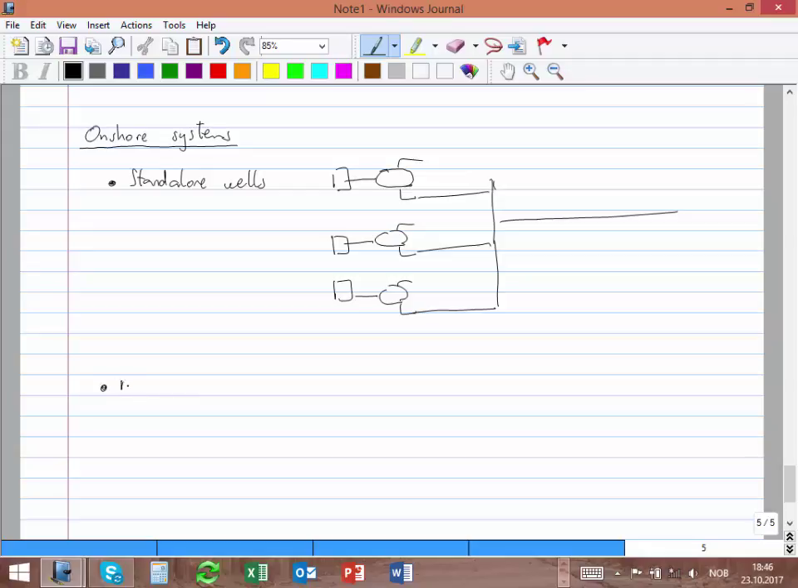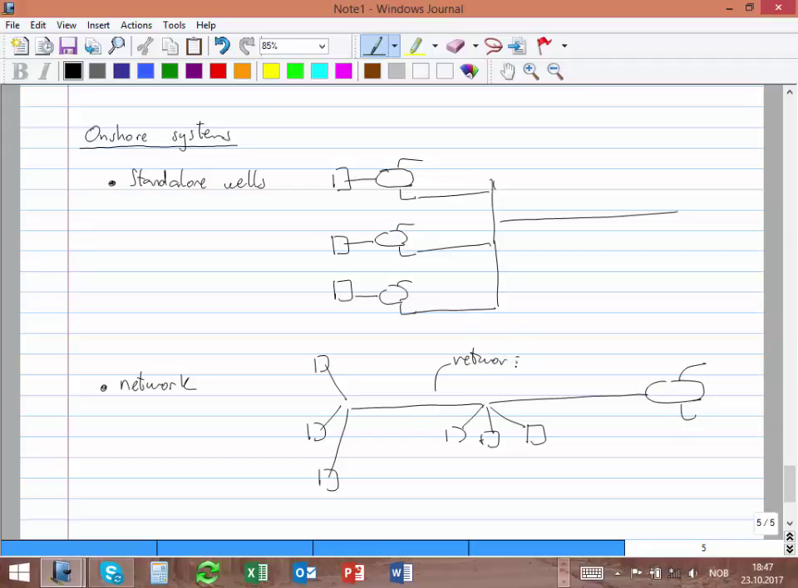And then we have another arrangement called network, where wells are interconnected. That's what I call a network of pipes, a network structure. The main function is to commingle, to merge, to join production, to collect the production and take it to the processing facilities.